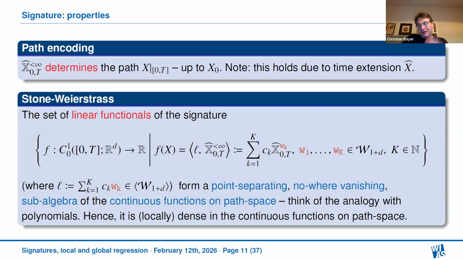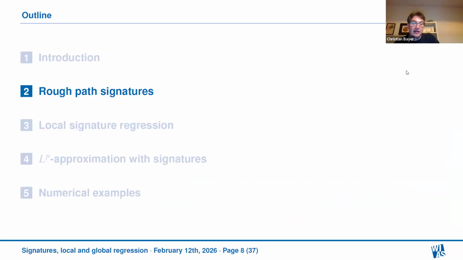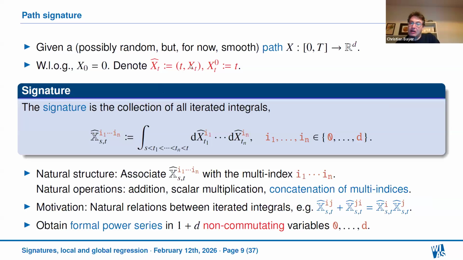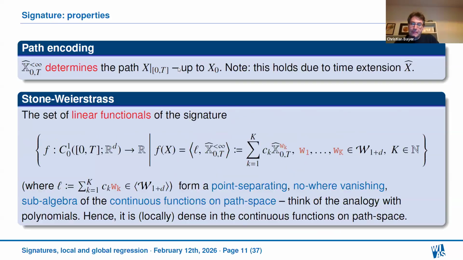Up to this, however, it is actually true. And this statement is true because we use this time extension x hat. Remember, x hat was defined as our path x with an additional coordinate, which is running time. Otherwise, as I said, what would happen here is that the signature determines the path up to the starting value and up to time reparameterization, or more precisely, up to so-called tree-like excursions.